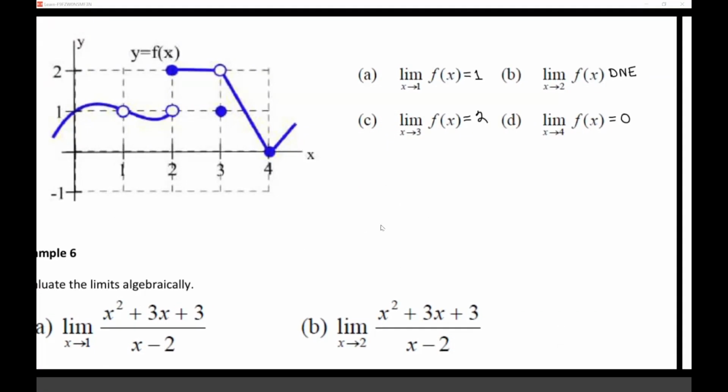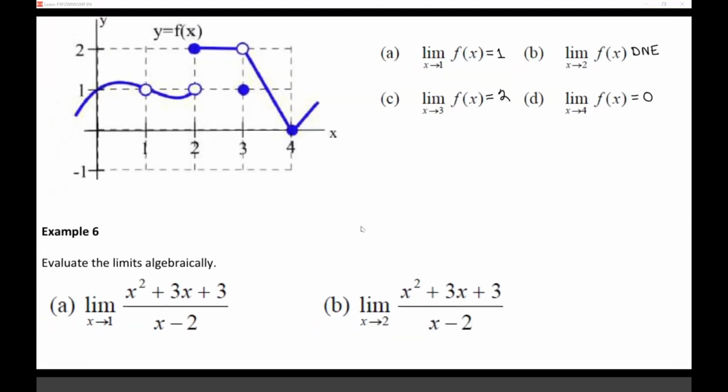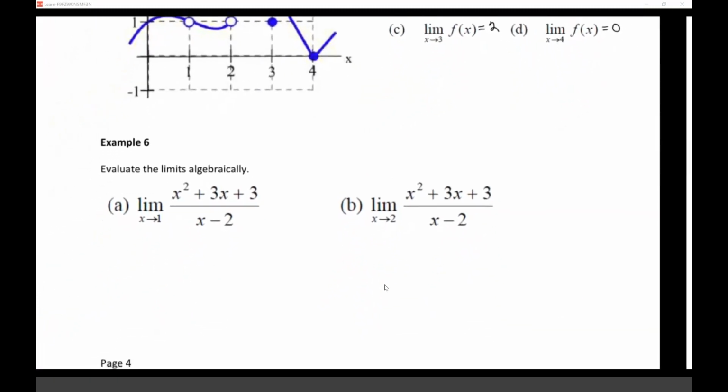So I'm guessing everybody's good with the graphical stuff. Let's take a look at some algebraic stuff. I just want to make sure everybody remembers enough algebra to not get stuck. Feel free to graph these things to give you some additional support.